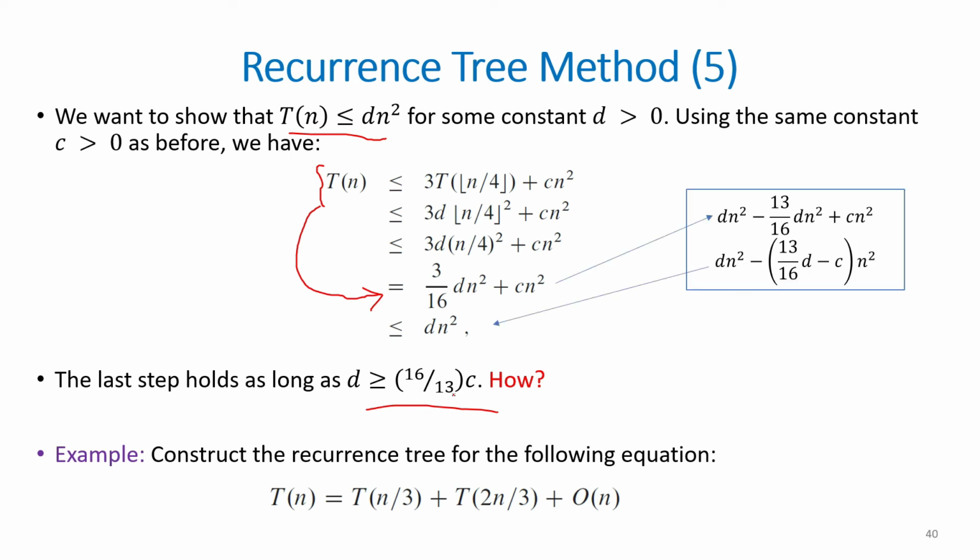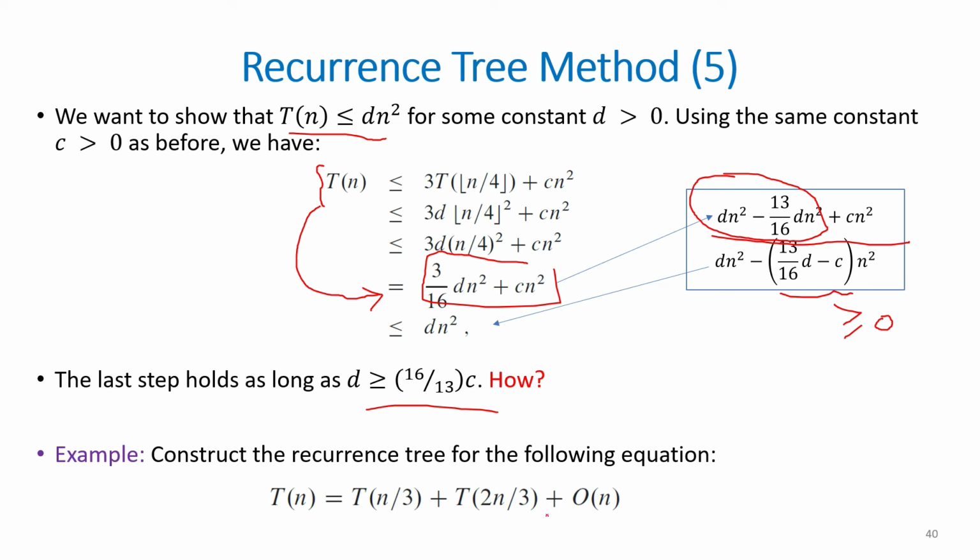And how do you get this? This is how you do it. We can divide this expression as this. That means 1 times d times n squared minus 13 divided by 16 times d times n squared plus c n squared. So we know that the difference of these two was 3 divided by 16. Doing so allows us to remove the n squared and to factor the remaining term. From this remaining term, which should be greater than or equal to 0, we see that the condition is d should be greater than or equal to 16 divided by 13 times c.